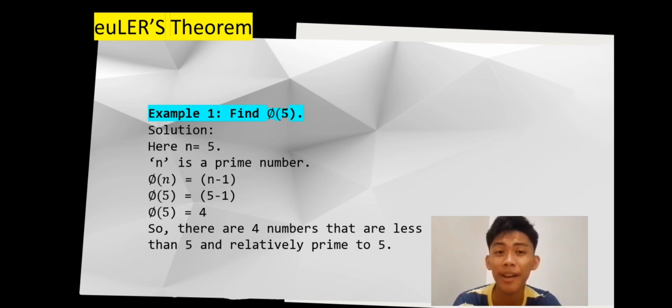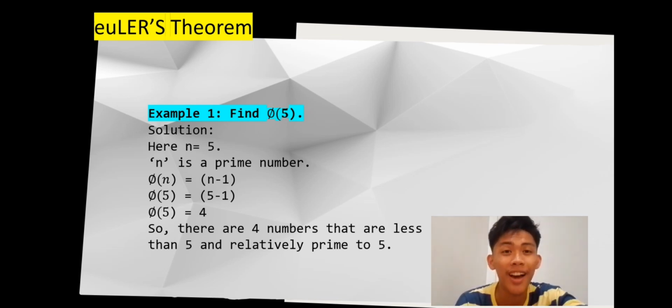Our first example here is find phi of 5. So our n here is equal to 5. For this example, we can use case 1. In case 1, the formula is n minus 1. Our n here is 5, so we need to substitute the given to the formula. So n minus 1 is equal to 5 minus 1. If we subtract 5 minus 1, the result will be 4. Therefore, there are 4 numbers that are less than 5 and relatively prime to 5.